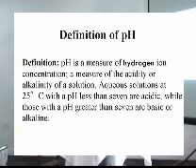So, definition of pH. We hear pH all the time, and we know that pH generally is how people measure whether a substance is acidic or alkaline. So pH is a measure of hydrogen ion concentration, how many hydrogen ions there are. It's classified as a measure of the acidity or alkalinity of a solution.